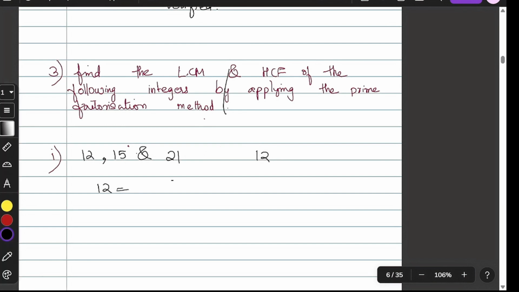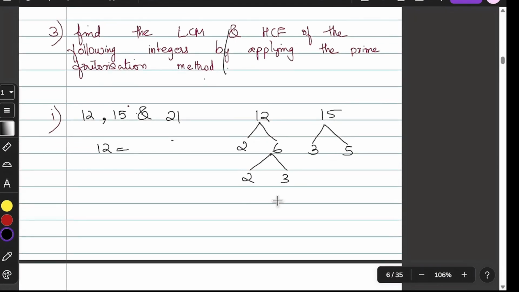It is the prime factorization method, so I will be writing it like this. It is 2 into 6. 6 can be again written as what? 2 into 3. Right? Similarly, I have to do my 15. It is what? 3 into 5. And what about my 21? 21 I can write like 3 into 7. Right?